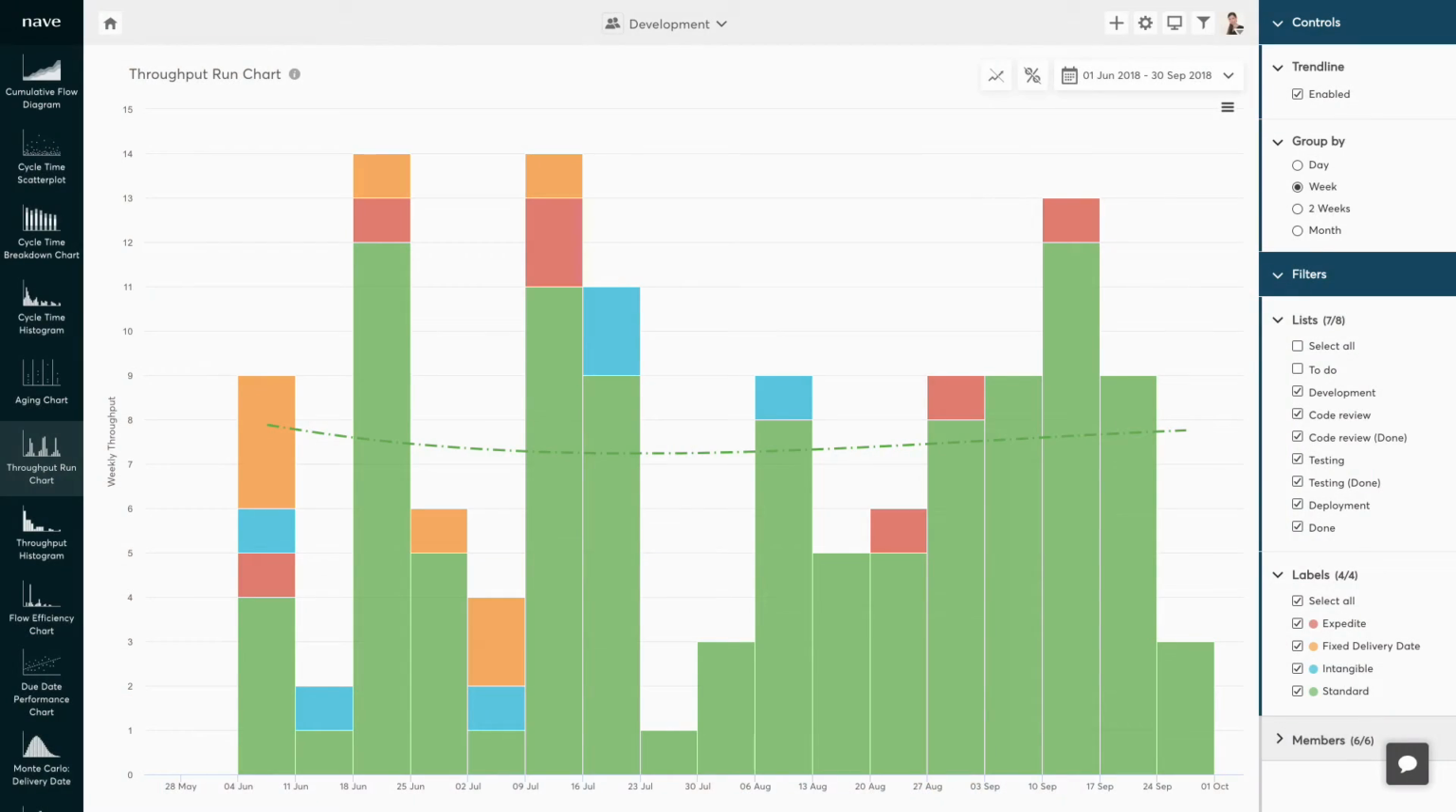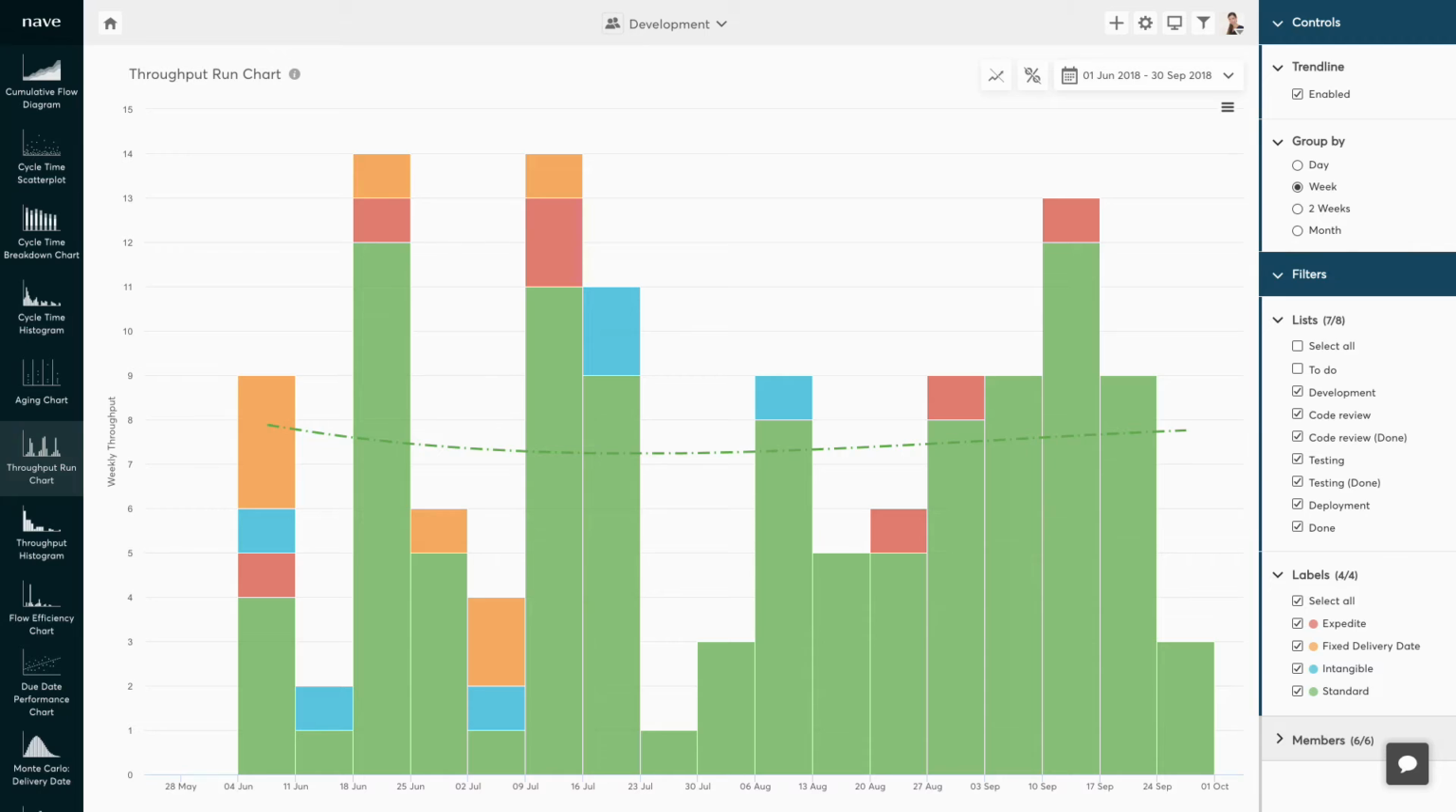Throughput refers to the amount of work delivered over a certain period, and it represents your capacity to deliver. The throughput run chart displays the throughput of your team for a specific time frame. You can group your data by day, week, 2 weeks, or month. The horizontal axis represents a timeline, while the vertical axis shows your throughput.